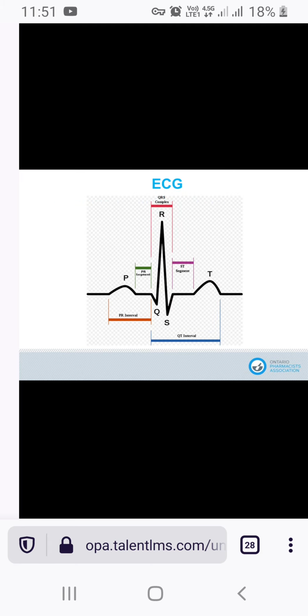So people say, what is QT prolongation? If you take a look at the very bottom, the QT interval is that part there, when the heart starts to beat to after the heart's finished that beat and is getting ready to reset for the next beat. The specifics of it don't really matter.